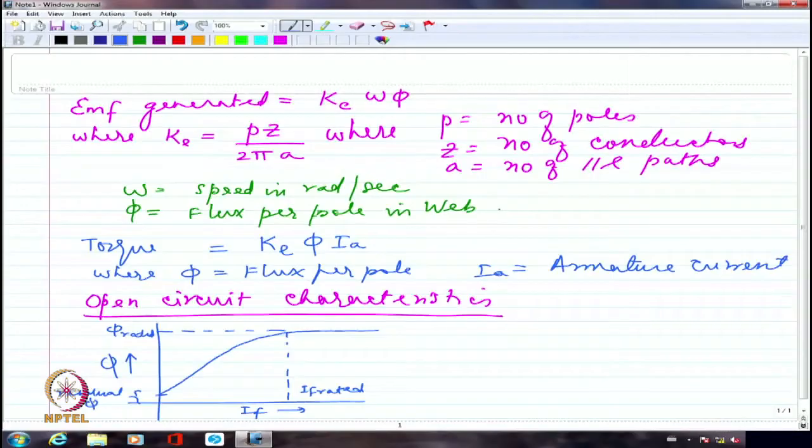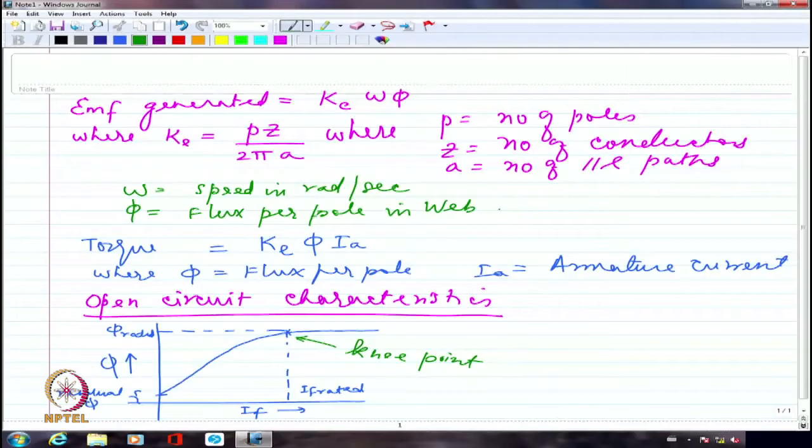So how will we define this IF rated? Generally we tend to operate very close to saturation. Before it reaches completely the saturation point, we operate at a point known as the knee point of operation. Looking at the characteristic, it is going to bend near the knee region, and that particular point we call the knee point of operation. That's where normally we operate the DC machine.